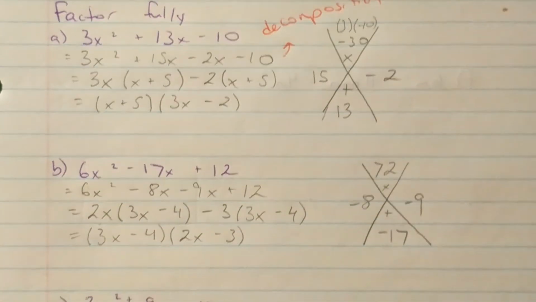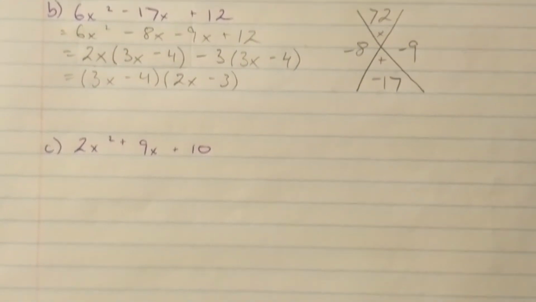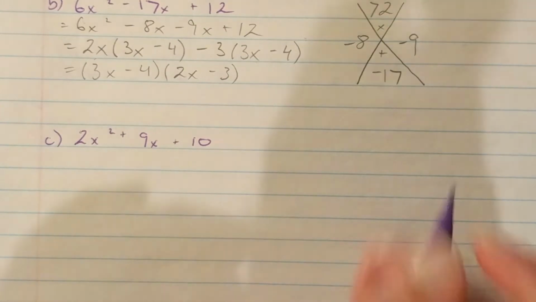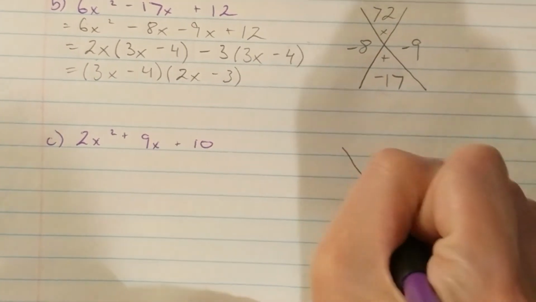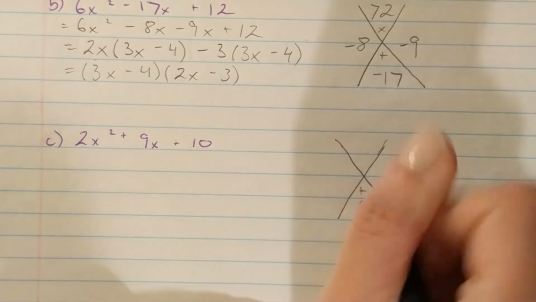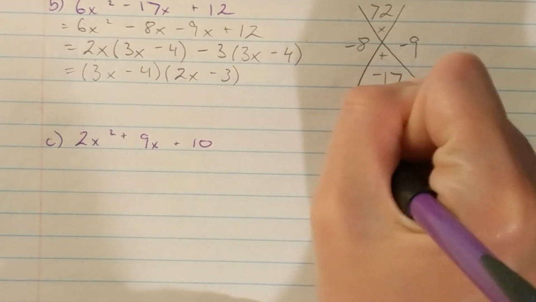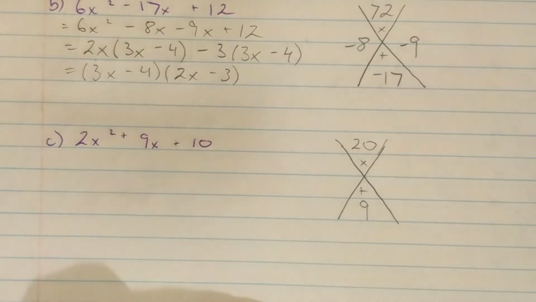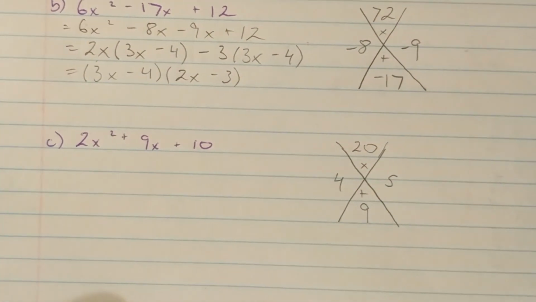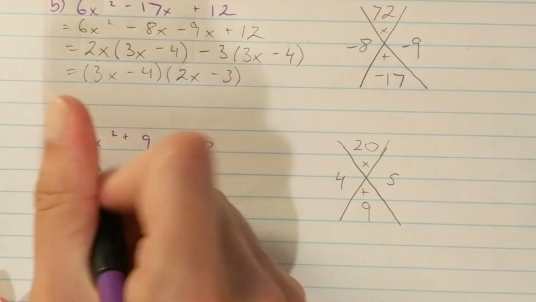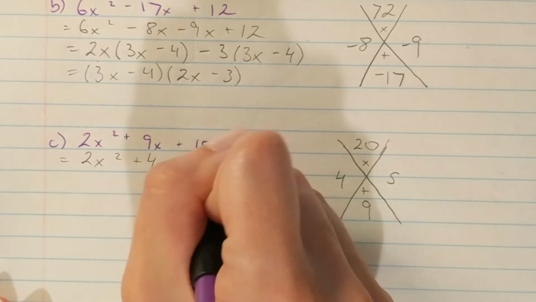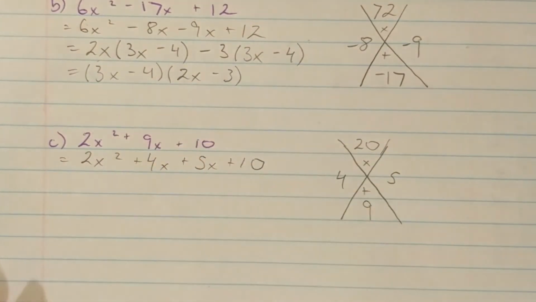Let's do another example. 2x squared plus 9x plus 10. Draw my x off to the side here. My two numbers need to add to 9 and multiply to 20. In this case, my numbers are 4 and 5. Let's decompose. 2x squared plus 4x plus 5x plus 10.